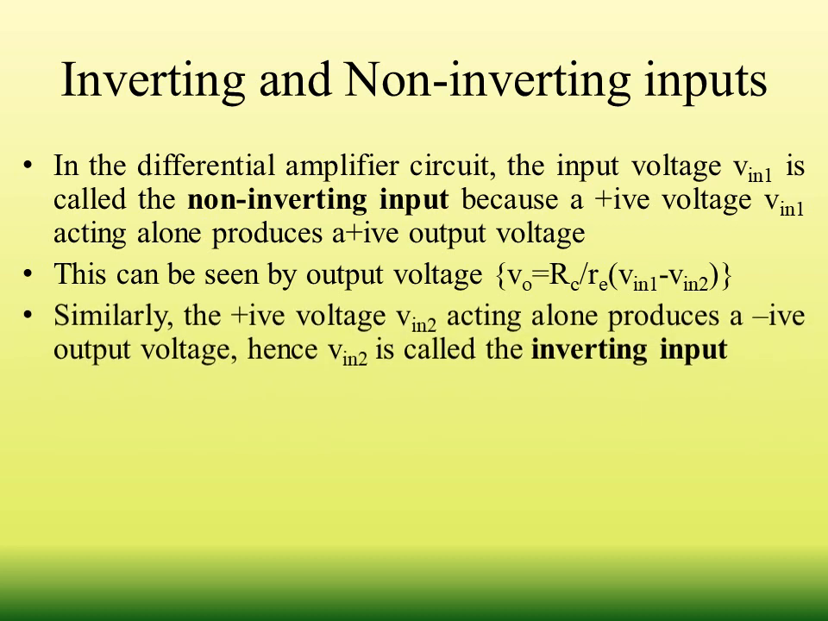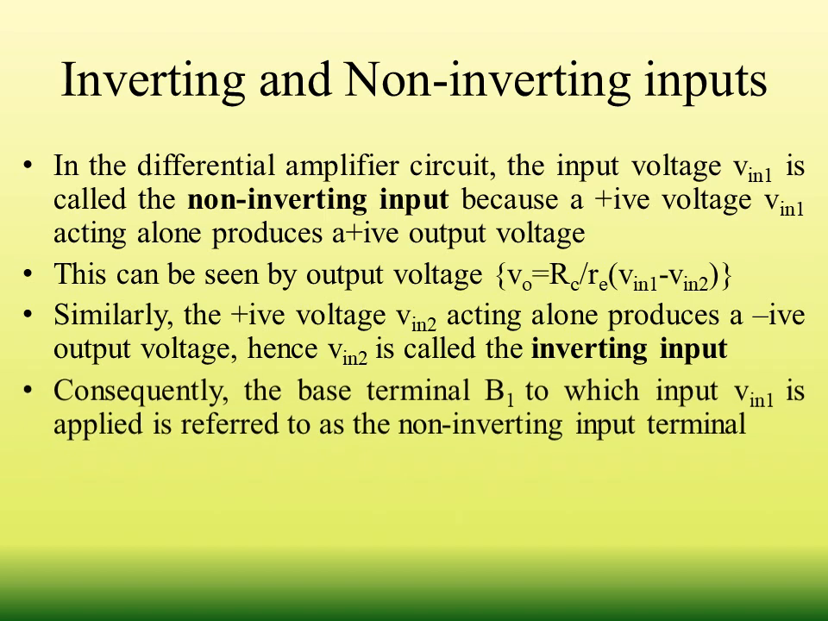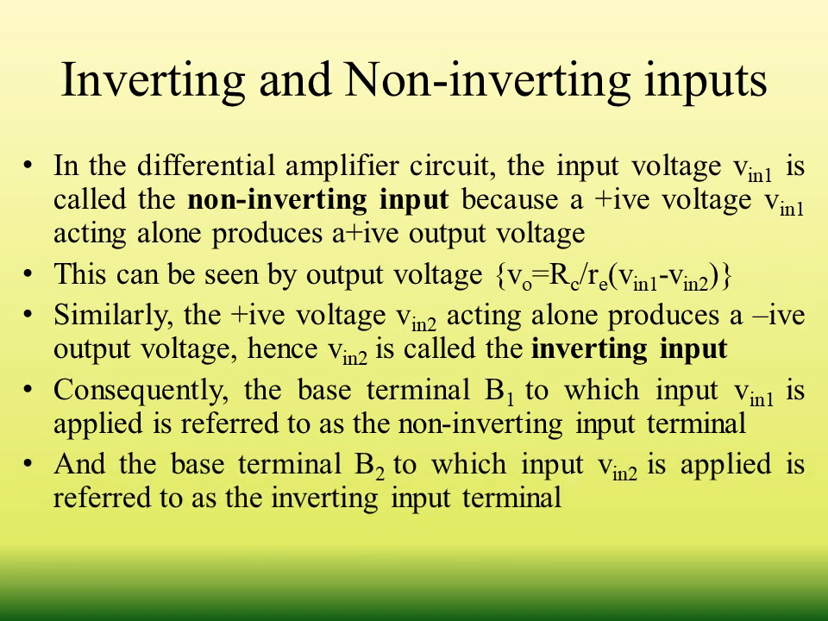In the same way, the positive voltage VIN2 acting alone produces a negative output voltage. If we keep VIN1 at 0, then the output voltage will be minus of VIN2. So this VIN2 is called the inverting input. Consequently, the base terminal V1 to which input VIN1 is applied is referred to as the non-inverting input terminal, and the base terminal V2 to which input VIN2 is applied is referred to as the inverting input terminal.